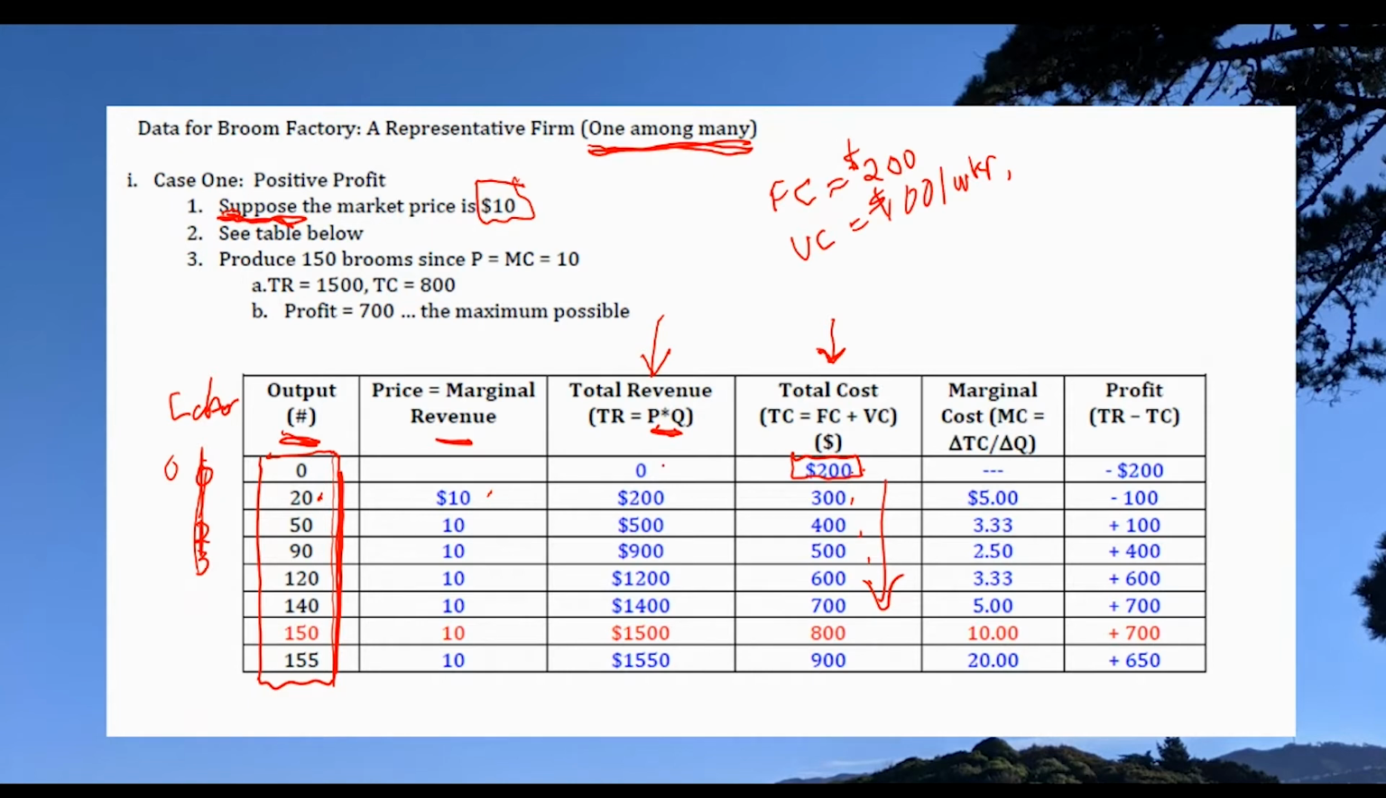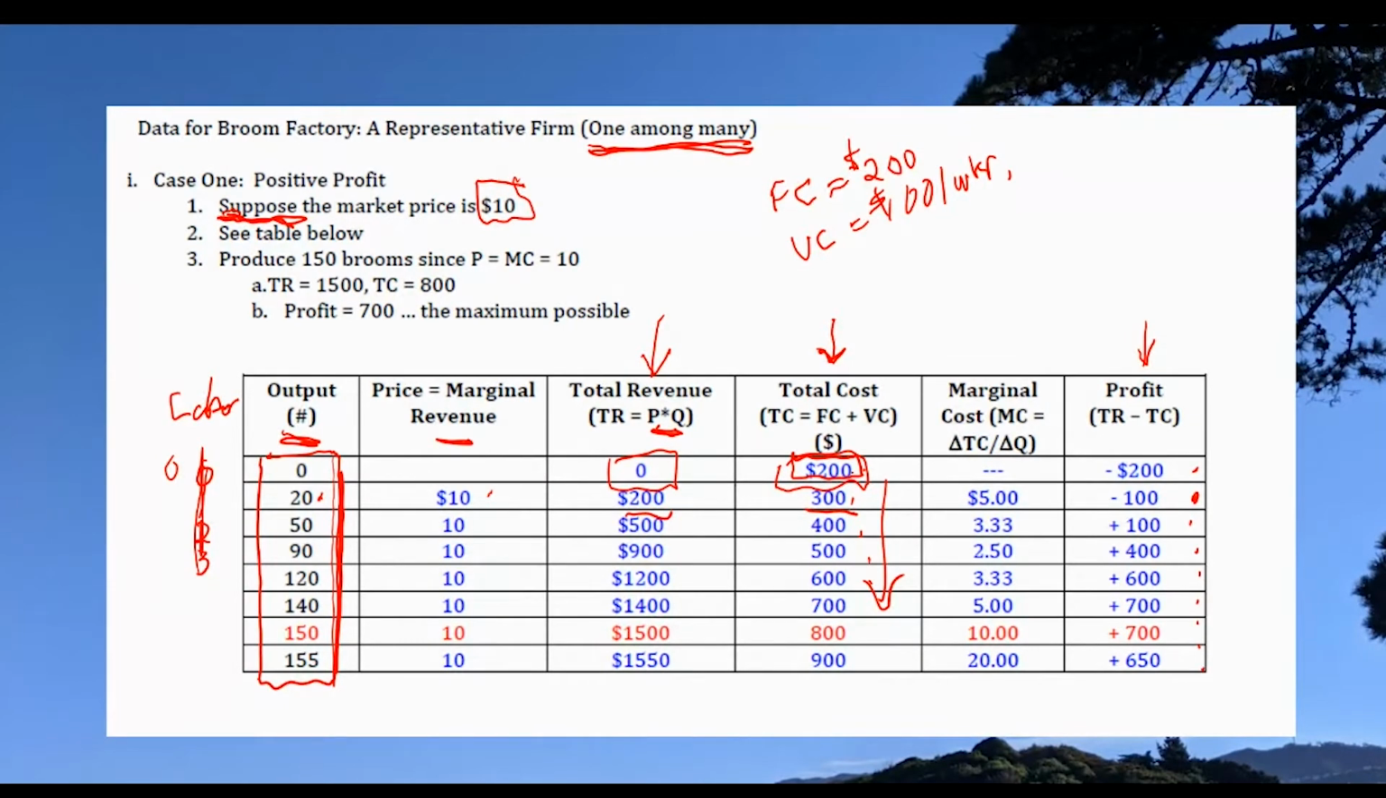Now, to calculate profit, you take total revenue and subtract off total cost. So this last column is just the difference between those two columns. 0 minus 200 is minus 200. 200 minus 300 is equal to minus 100, and so forth and so on. We get the profits that the individual firm makes at different levels of output.